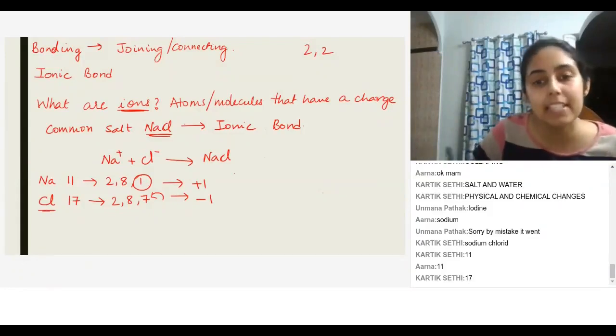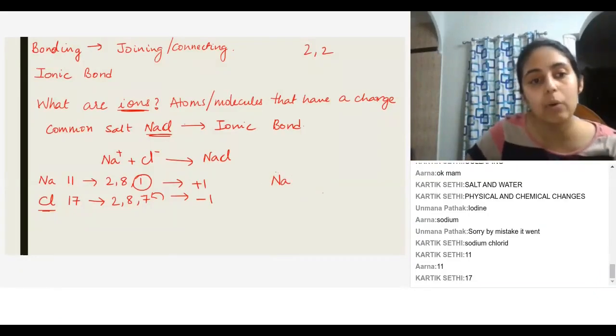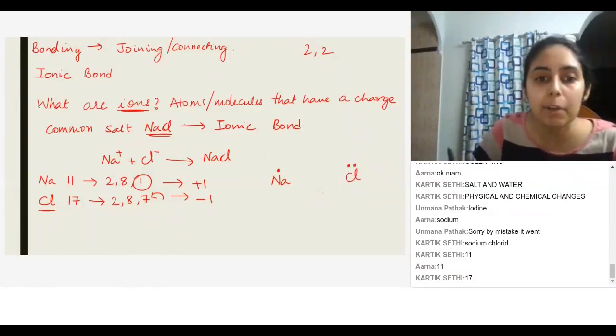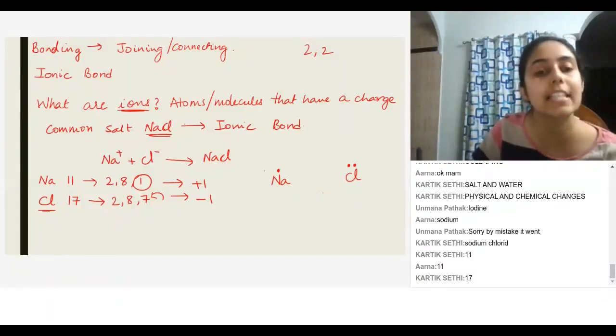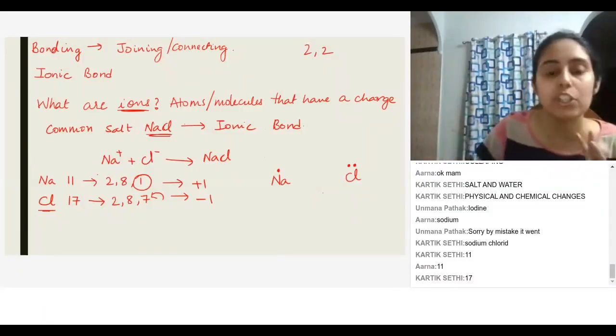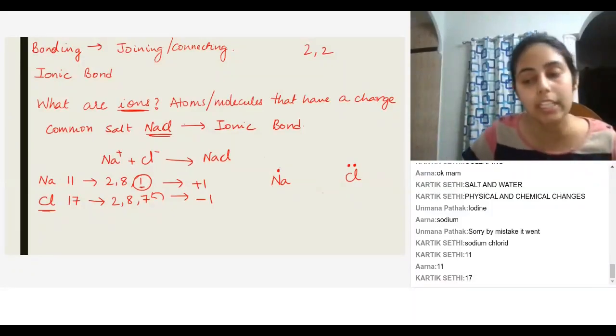Now what I'm going to do is draw dots around each of these atoms. These dots represent the number of valence electrons in each atom. Valence electrons means electrons in the valence shell, meaning electrons in the outermost shell. There is just 1 electron in the outermost shell in sodium, so I'm going to write that with a dot. In chlorine, there are 7 electrons in the outermost shell, so I'm going to put 7 dots.